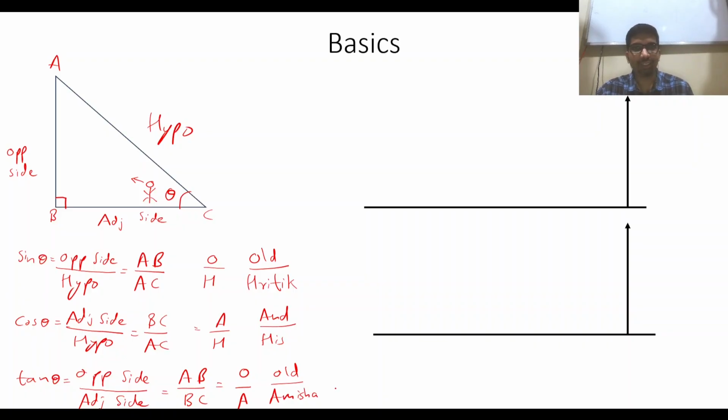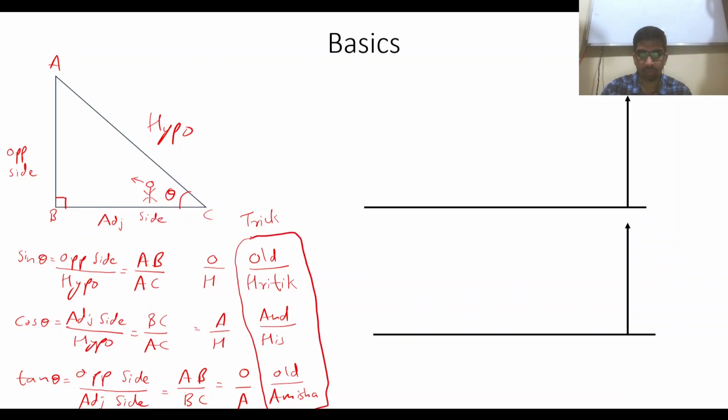There's an actor called Hrithik Roshan. You know him. His first movie was Kaho Naa Pyaar Hai. The actress opposite to Hrithik was Ameesha Patel. So this is the way to learn: Old Hrithik and his Old Amisha. Sine is Old Hrithik, opposite side upon hypotenuse; cos theta is adjacent side upon hypotenuse; tan is Old Amisha, opposite upon adjacent. This is one trick which my sir told me. If you like this trick, you can use it, or you can create your own trick.